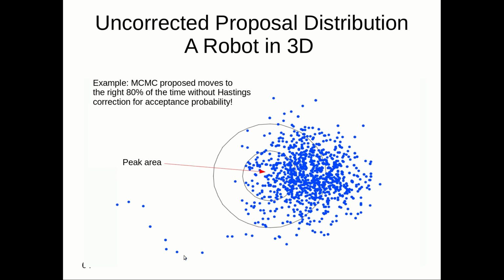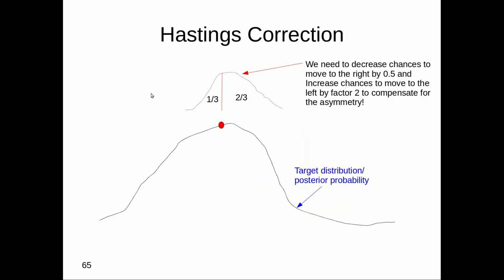Right, and so now let's go back to our proposal distribution. If we have a robot in 3D, those are lines of equal altitude. If we run our robot in 3D, here's what happens, and why we are not really sampling the peak area. In this example, our MCMC proposed moves to the right 80% of the time without the Hastings correction for acceptance probability, right? So now we get to the Hastings correction.